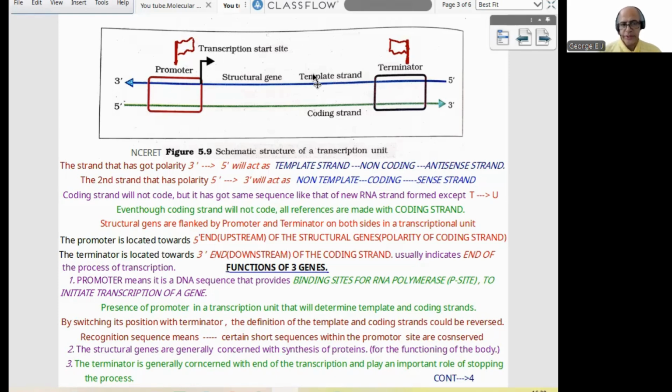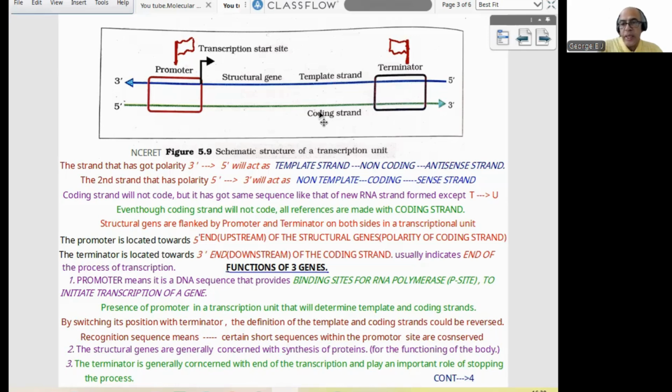So the counter, second strand. The second strand that has polarity 5' to 3' will act as the non-template strand. First we discussed this one, now this is the second one. Non-template or coding or sense strand, just opposite. So this is what we discussed. The second strand that has the polarity 5' to 3' will act as the non-template or coding or sense strand. I think these two strands are clear, because it is a popular area of question.